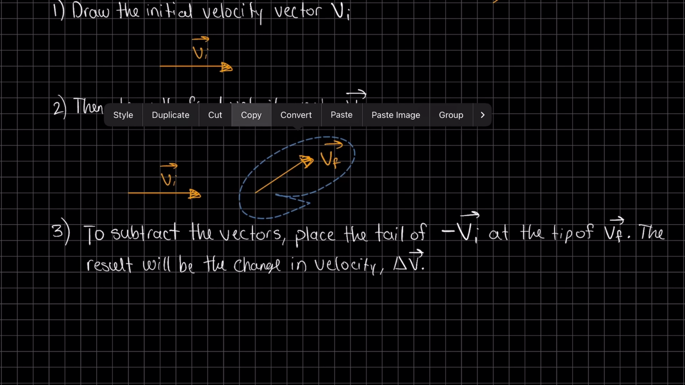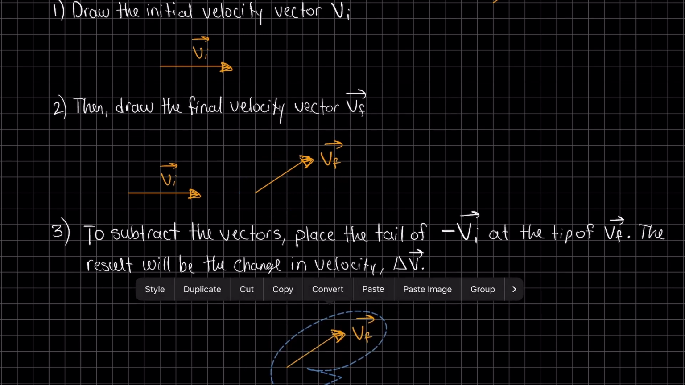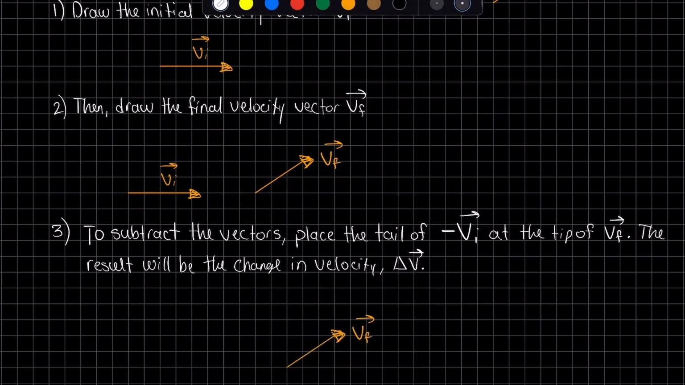So let's see how we do this. First, we are going to take vf. Then we're going to draw negative vi. Since vi goes forward towards the right, I'm going to draw, starting from here, forward to the left. And this would be negative vi. Remember, when you multiply a scalar by a negative, you're going to reverse its direction. My resultant starts at the tail of my first vector and heads into the direction of the tip of the second vector. And this yellow arrow will be my change in velocity vector, delta v.